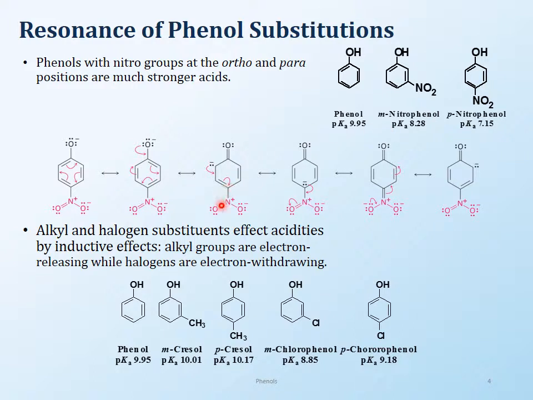Here the nitro group is just showing how the resonance is taking place, and you should be able to write out all these resonance structures. This shows the delocalization and how the nitro group is also participating in the delocalization, which is what makes para-nitrophenol a very strong acid, because it is participating in the resonance. When it's meta, it's not participating in the resonance.